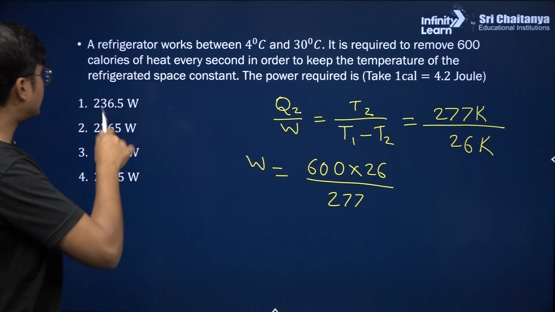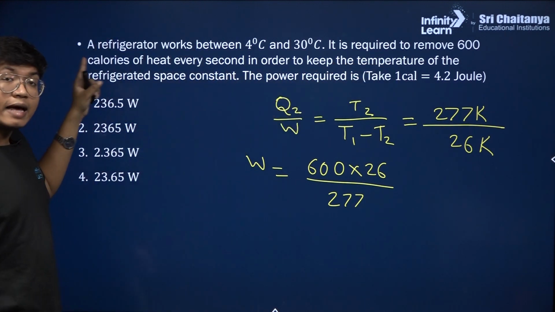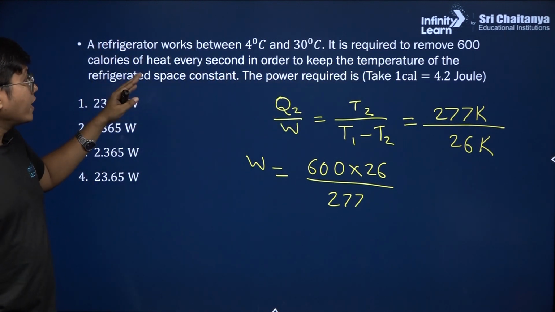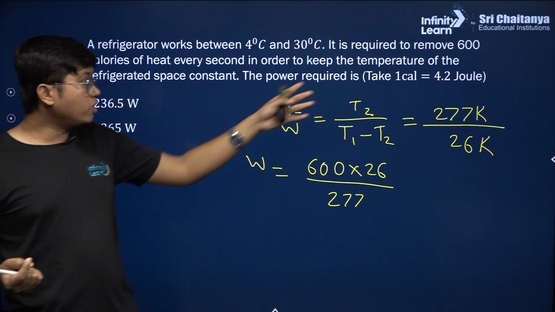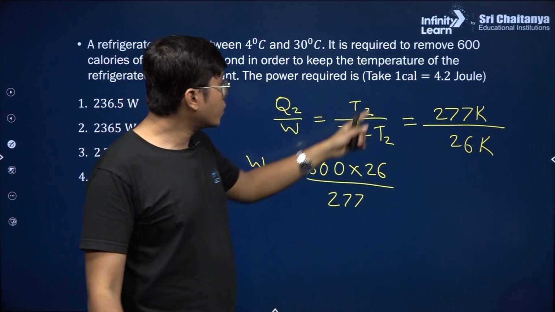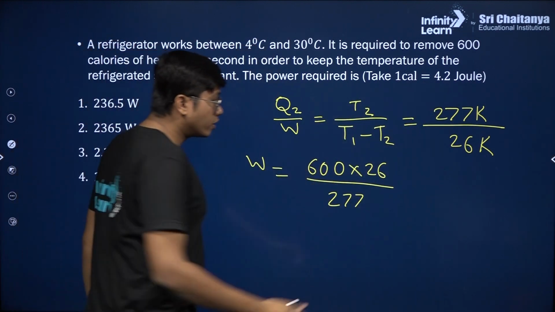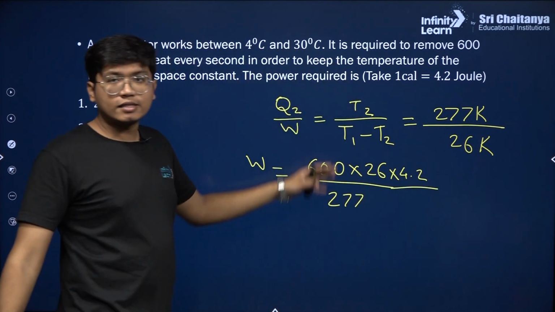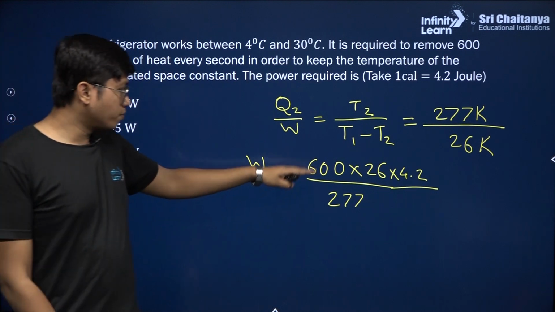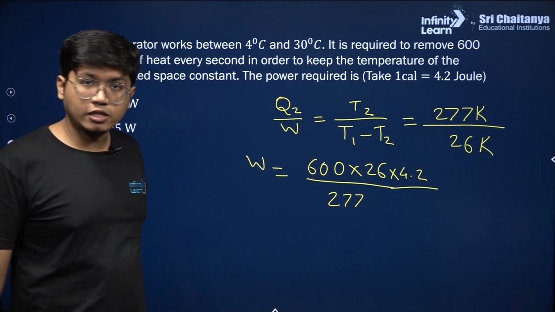Okay? But besides this, you also have to take care that this is given as 600 calories. When you want to find it in terms of watts, you have to convert it to joules. Now it's given to you, but this is a formula you should know, that 1 calorie is 4.2 joules, which means this was 600 calories. So to convert it to joules, we need to multiply with 4.2. Now you would say this is a difficult calculation. Why? Mainly because it's divided by 277. How do I figure this out?